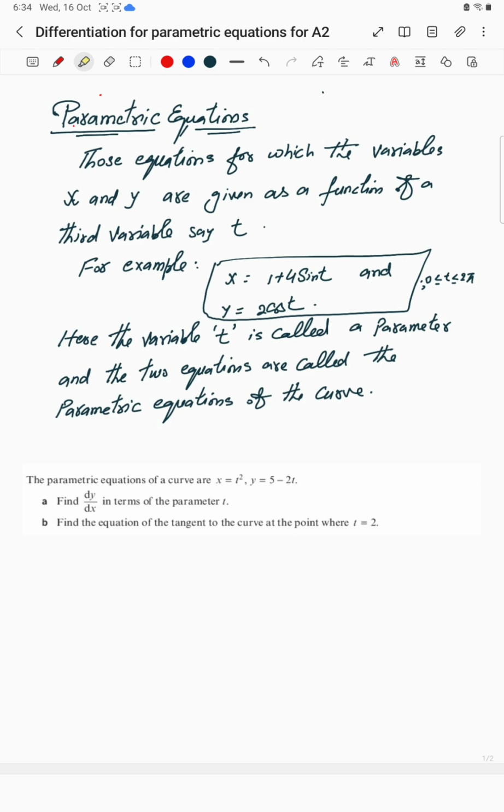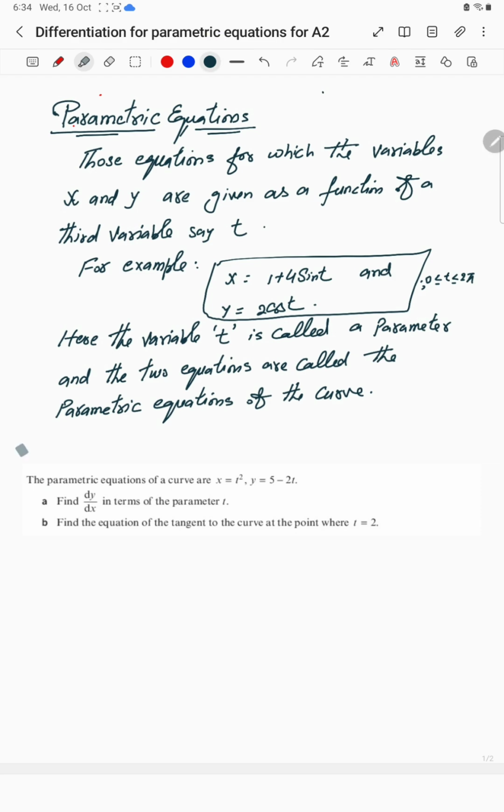Here the variable t is called a parameter and the two equations are called the parametric equations of the curve. So this was a definition. It means there should be an introduction of a third variable instead of two while differentiating, and that third variable is called the parameter. The equation formed by the relation of one variable with the third variable is called parametric equation number 1, and the second variable with the third variable is called parametric equation 2. Here comes the question: what kind of question do we have to solve?